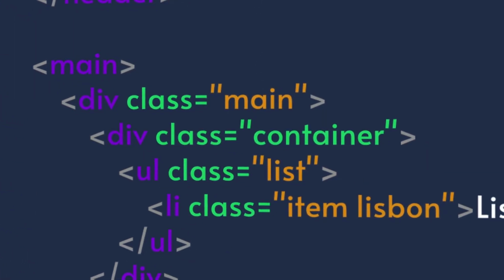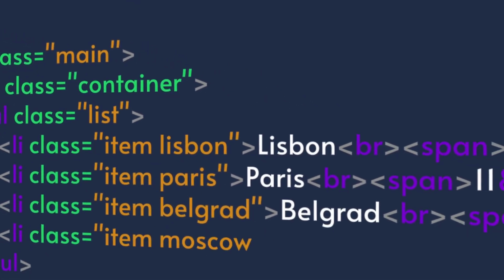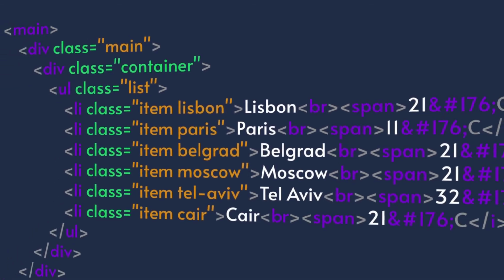HTML is not just used for setting up the structure of your data or document. With these one-line attributes, you can do much more directly in your HTML file.